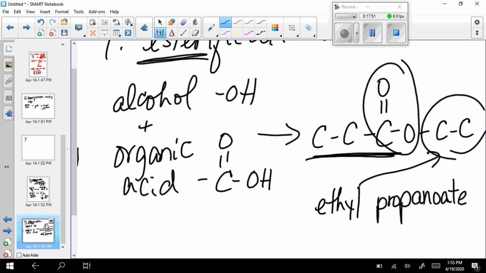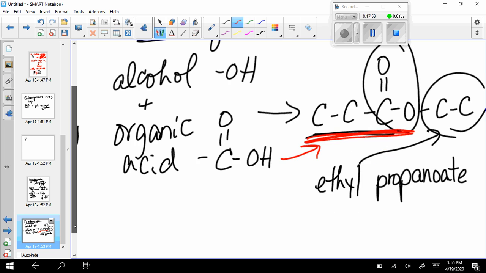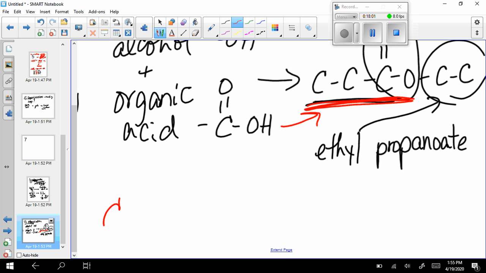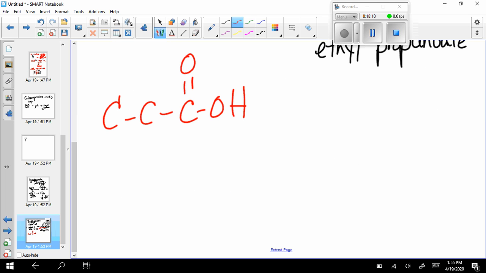So this part, I'm going to use red to show you. This part right here is going to be my organic acid. So in order to do this reaction here, I'm going to draw 1, 2, 3 with the double bonded O and the OH. And I'm going to name it. 3 carbons as an organic acid would be propanoic acid.